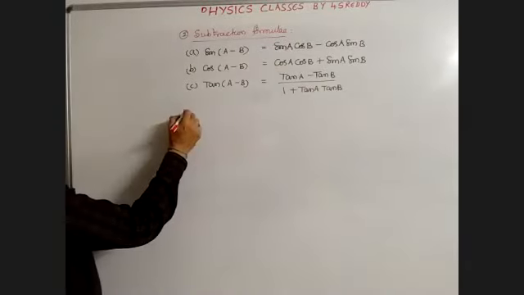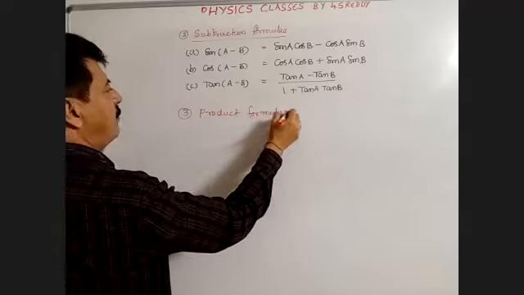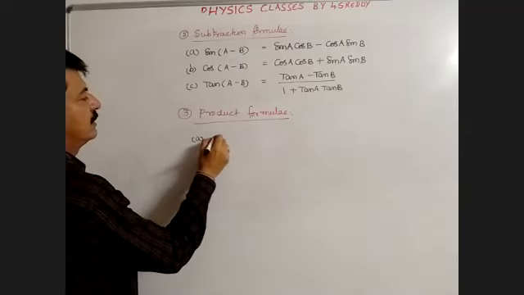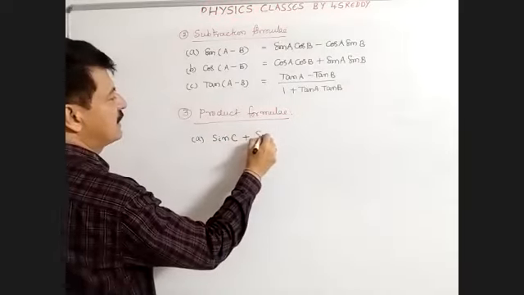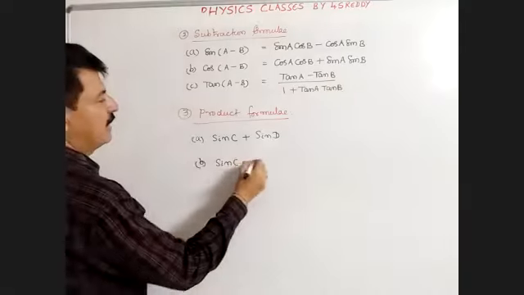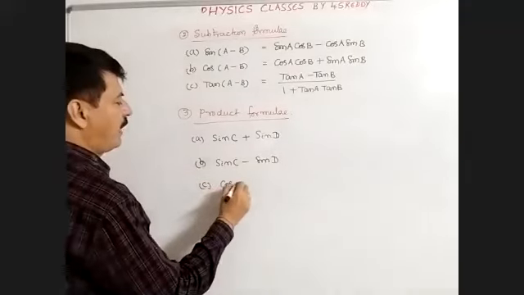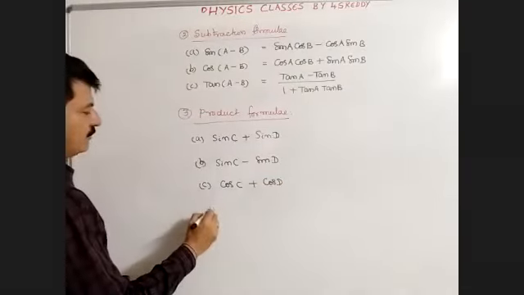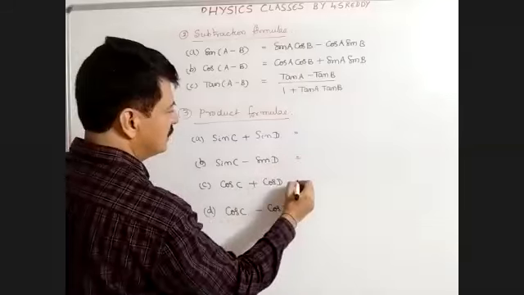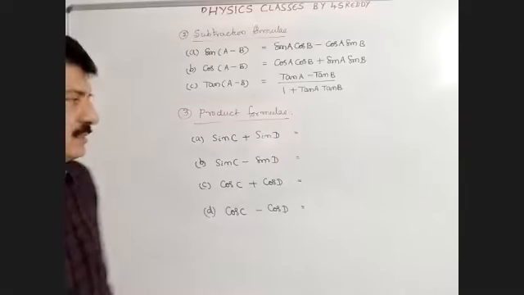Next, the third one is the product formula. In that, the first one is sin C plus sin B, then sin C minus sin B, then cos C plus cos B, and the fourth one, cos C minus cos B. Can anybody give me the answer for this? If anybody is able to answer, raise your hands.